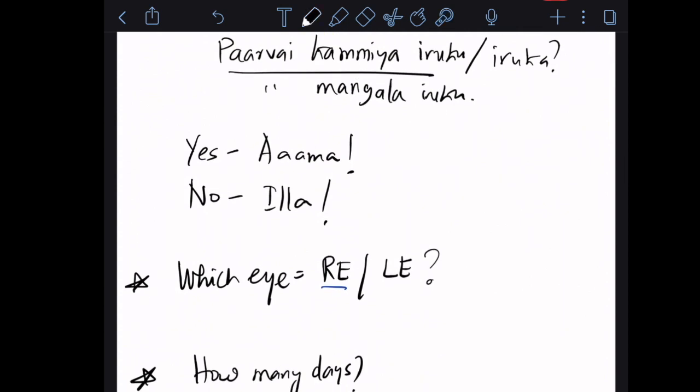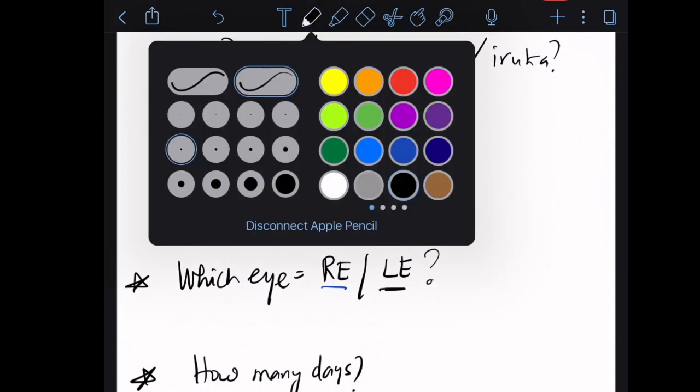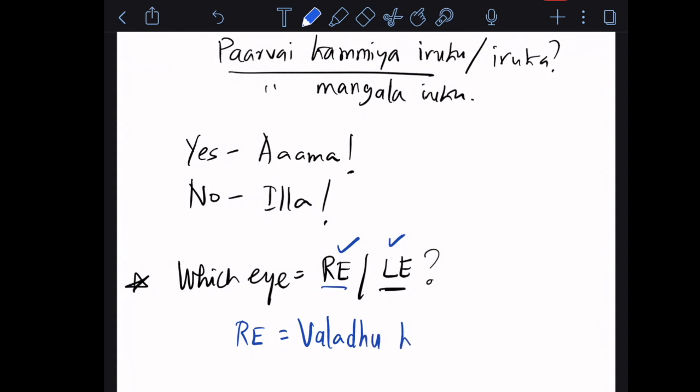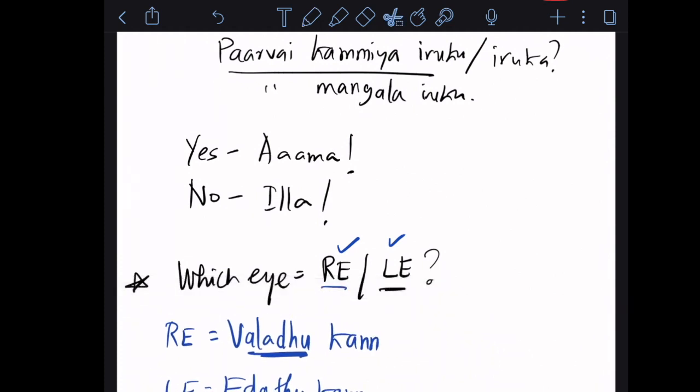Next is, even more important, which eye the problem is. Is it the right eye or the left eye? Now as far as the right eye is concerned, it's called valadu kan. Valadu means right, kan means eye. Left eye is called idadu kan. Valadu kan, idadu kan. But trust me, my dear friends, valadu and idadu are very confusing for a common man. A typical Tamil farmer who is coming to you will be confused between valadu and idadu, because these are terms we don't use in everyday practice. People don't really use valadu or idadu.